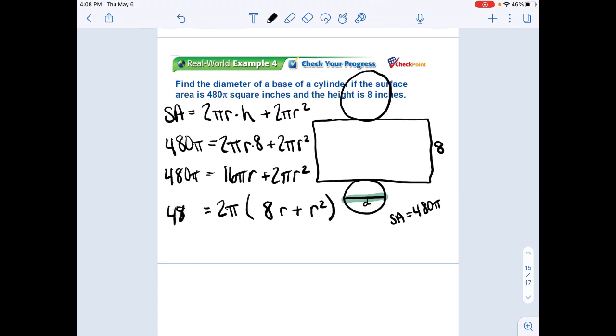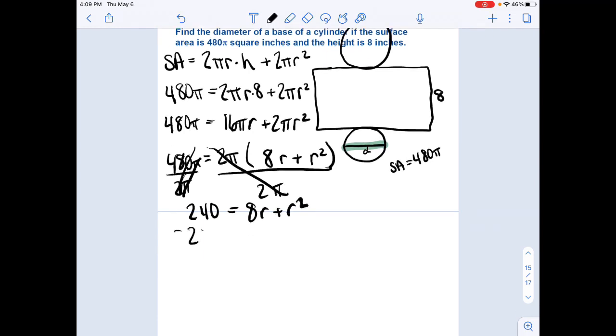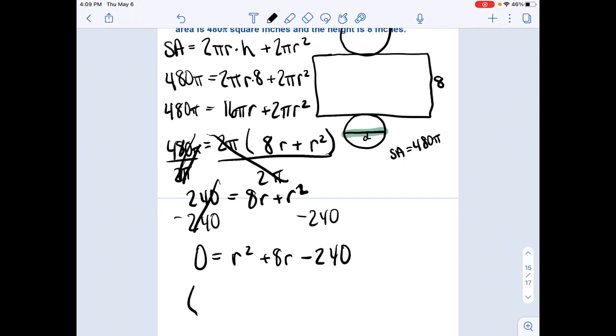From here, now I can divide both sides by 2 pi. And I now have 240 equals 8r plus r squared. And yes, we are going to have to use quadratic again. I'm going to subtract 240 on both sides, and then I'm going to rearrange my quadratic to be a little prettier. Now, I'm going to have to solve this quadratic. I'm going to try by factoring. I personally like factoring better.